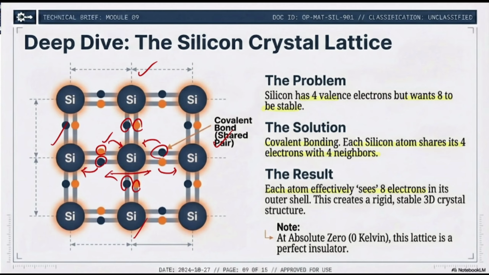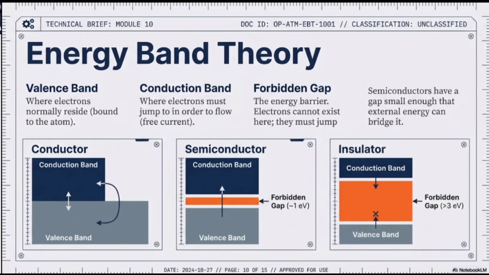its bonding. So the important note over here is that at absolute zero degrees, and most of the time when we're talking about these degrees, we talk about Kelvin, this lattice is going to be a perfect insulator. It means that this is just stable, so it's not going to do anything. It's just hard as a rock.